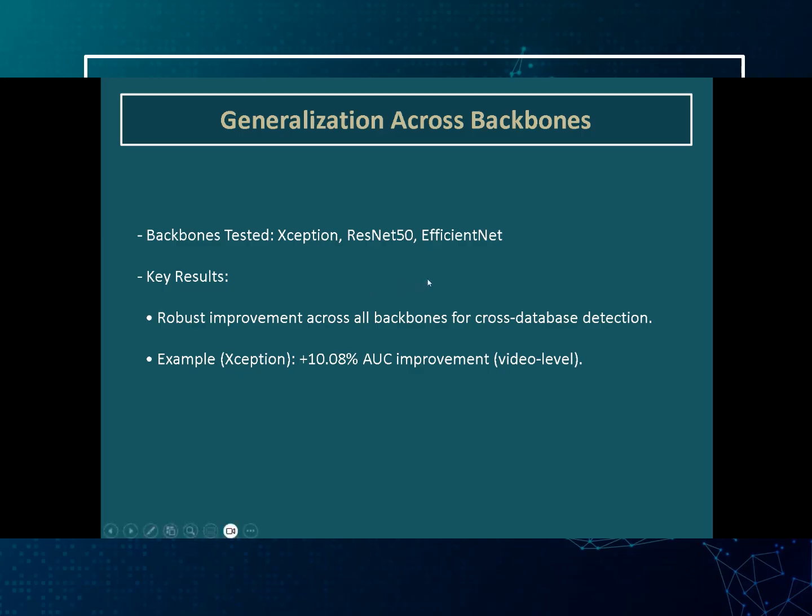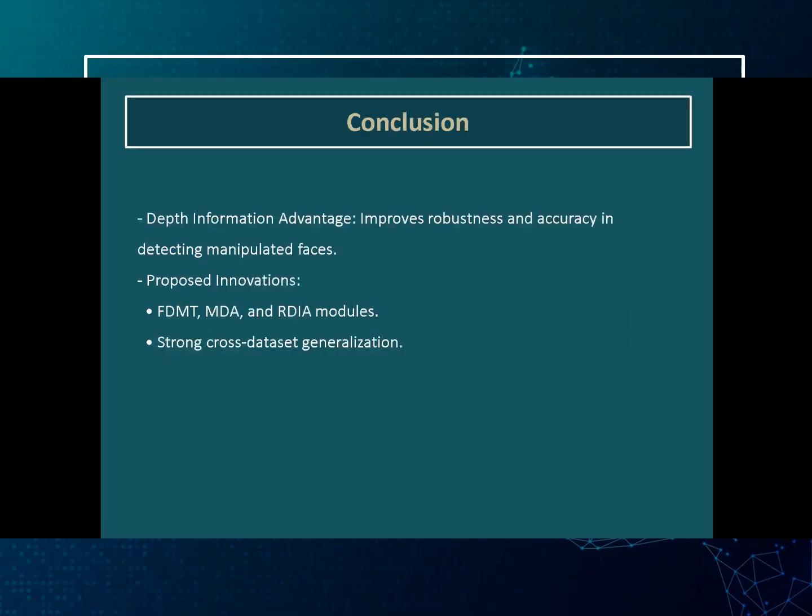But again, what is the backbone doing? They are extracting the features from the backbones, the RGB features. So they tried 3 different backbones: the Xception, the ResNet 50, and the EfficientNet. But overall in their model, they are using the Xception. And they are doing some ablation studies with these backbones. And they came to know that the Xception is getting the higher AUC improvement on video level. So that's why in their proposed model they're using the Xception.